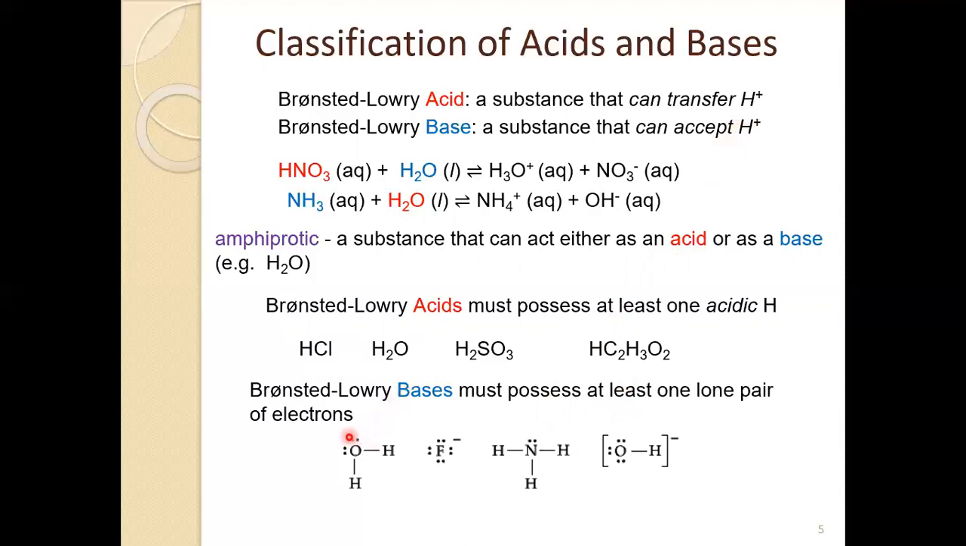So water does have at least one lone pair of electrons. The fluoride ion, the ammonia molecule, and hydroxide ions all are bases because they have at least one lone pair of electrons. So structurally, acids must have at least one acidic hydrogen, that's listed first in the formula, and bases must possess one lone pair of electrons, as we see from the structure.